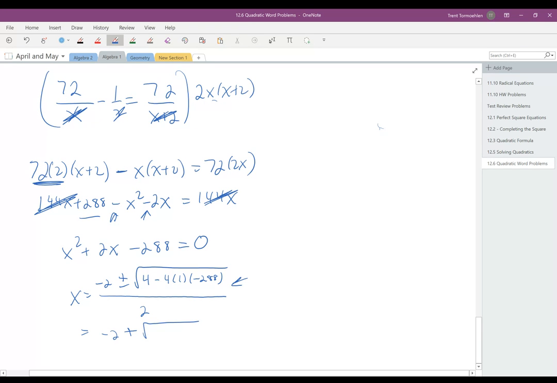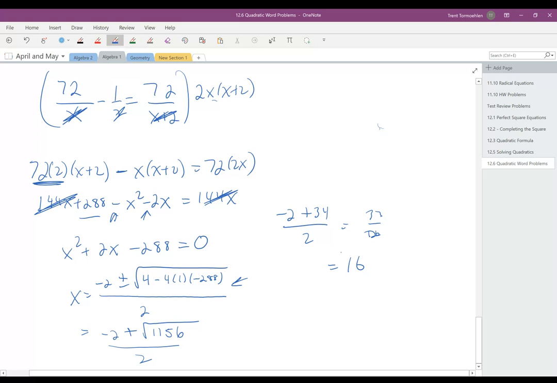Now notice it is going to be just plus because the minus would give us a negative. And so it's 1152. So when we add 4 to that, we get 1156, where we need to see what that equals. Well, it does turn out that the square root of 1156 is 34. And so we get -2 plus 34 all over 2, which gives us 32 over 2, which is 16.